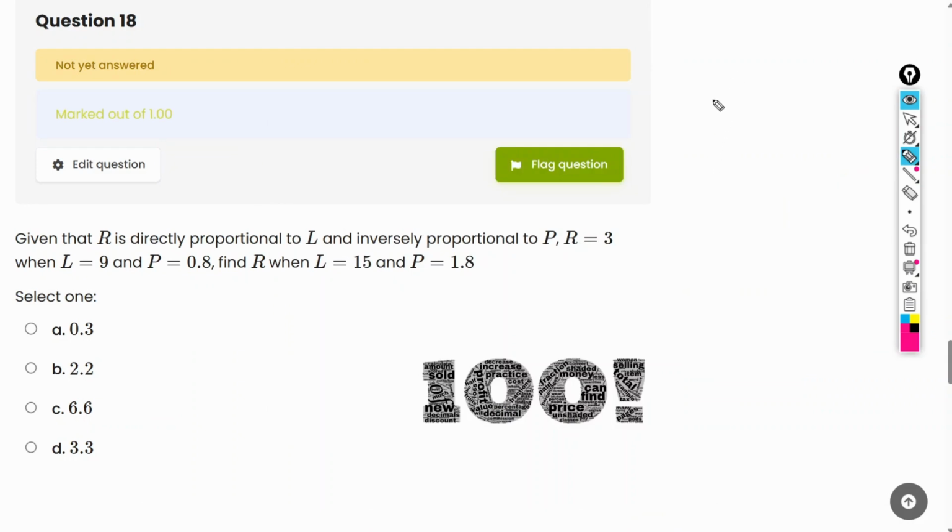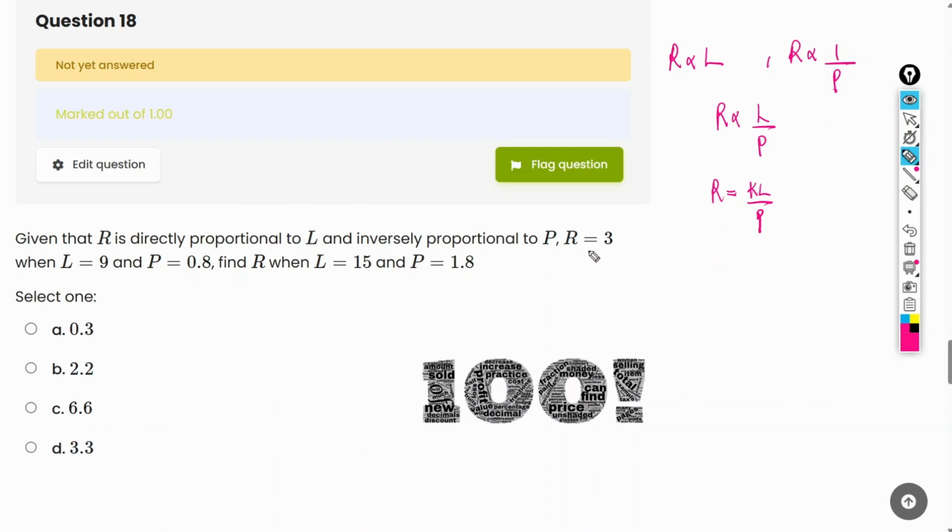All right. Question 18. Given that R is directly proportional to L and inversely proportional to P, that means we should be able to write this out, right? R is proportional to L, and R is inversely proportional to P. So we can combine these two to say that R is proportional to L over P, right? So this is a joint variation, which means we can say that R will be equal to KL over P.